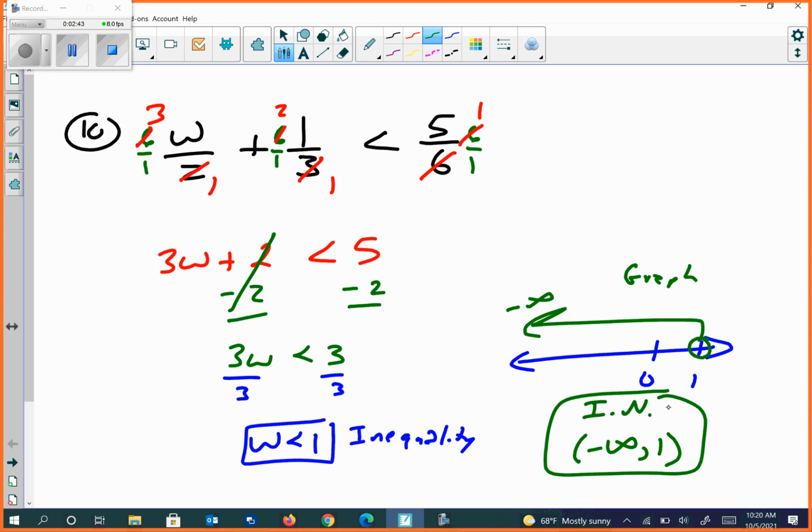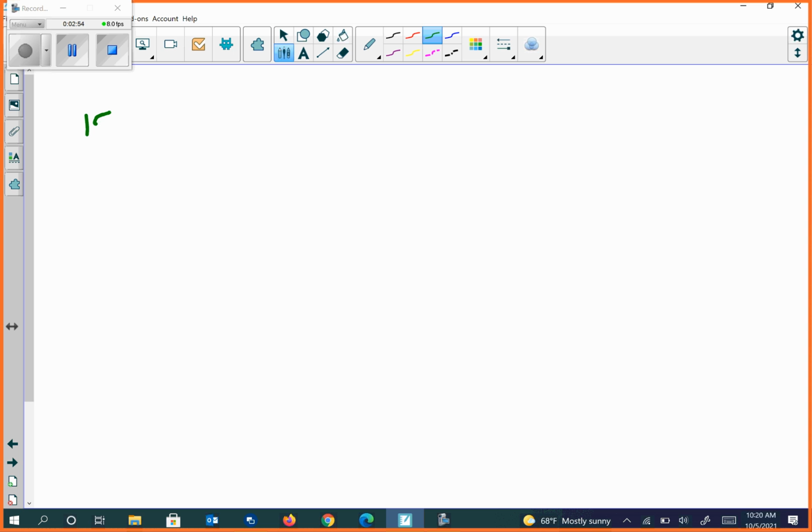What other questions? Did you see anything? Yeah, go ahead. Me? Yeah. 17. Wait, no, not 17, 15. 15. Okay. Number 15, they give us this inequality. So solve the inequality, graph the solution, give an interval notation.